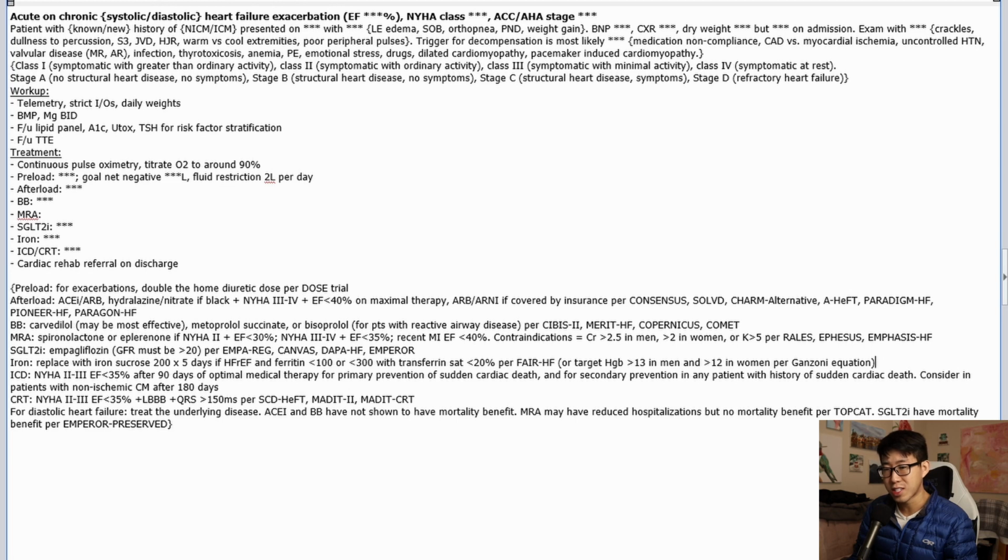For cardiac resynchronization therapy, this is definitely indicated if anybody has a New York Heart Association class 2-3 with an EF less than 35%, left bundle branch block, and a QRS greater than 150 milliseconds. And this is per the MADIT-CRT trial.